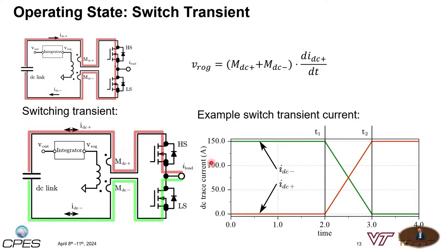And as we decrease the current through the low side MOSFET, the current has to flow somewhere. It chooses the path to flow through the high side diode or body diode, meaning that we see the same change in current, the dI/dt, at the same time through the DC minus trace as well as through the DC plus trace, which means that the equation that we had for the short circuit event is also true for all switch transient events.